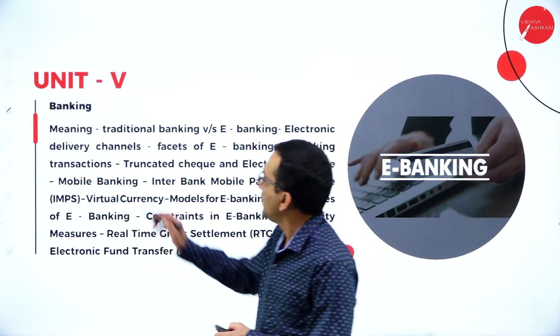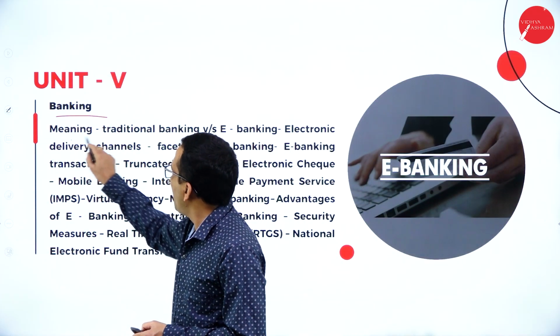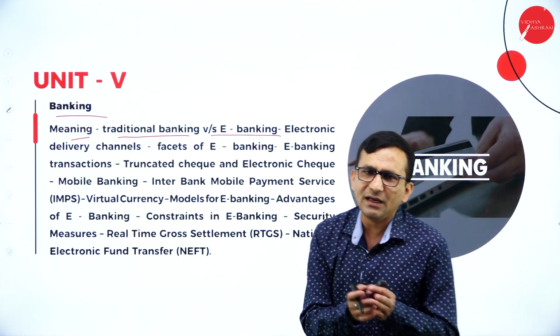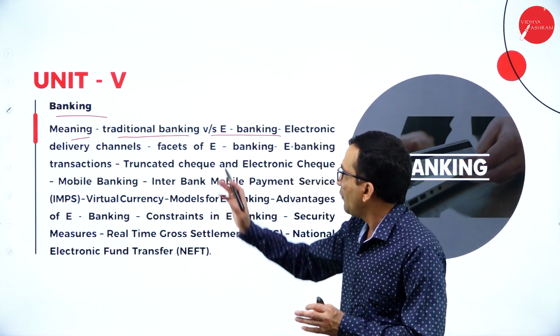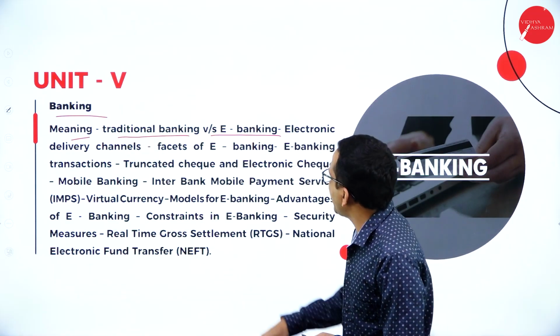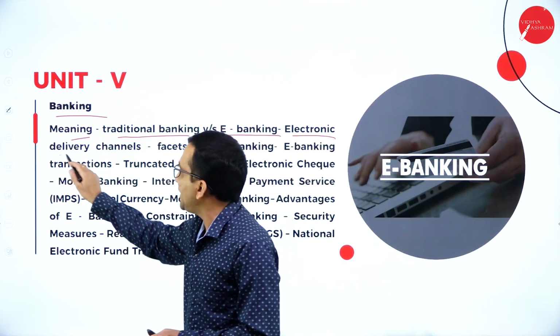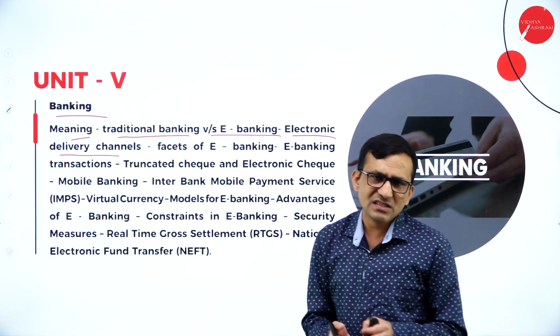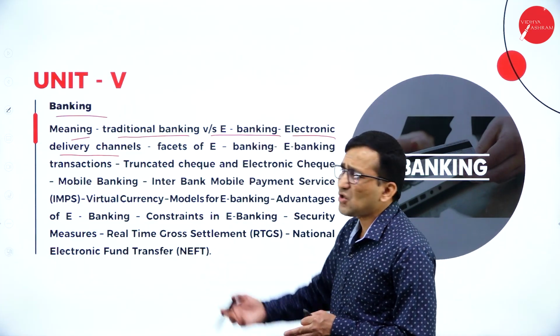Moving to the fifth unit, which is e-banking. It covers traditional banking versus e-banking, because everything now is electronic. So we are just going from the traditional to the electronic. The electronic delivery channels, net banking, mobile banking, whatever facility is available based on electronic means.